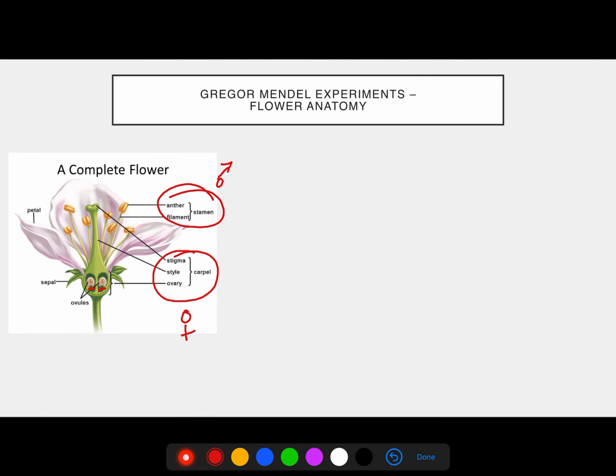And the anther is essentially what has all of your pollen. And to fertilize a flower, you would need pollen to land on the stigma, travel down the style, and then fertilize an ovule within the female reproductive organ.